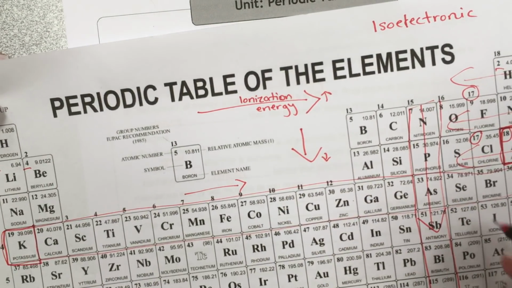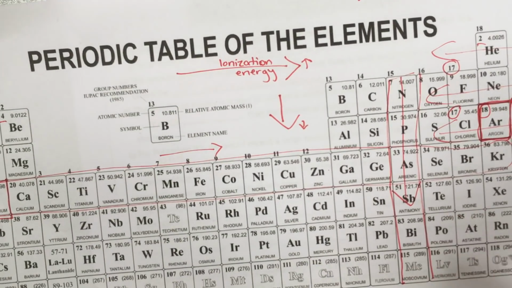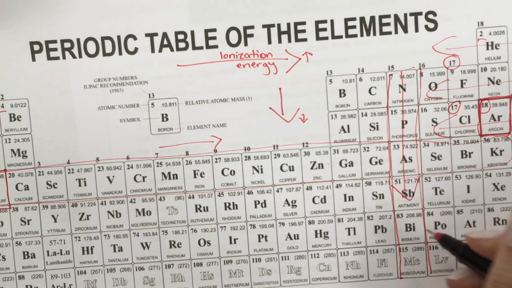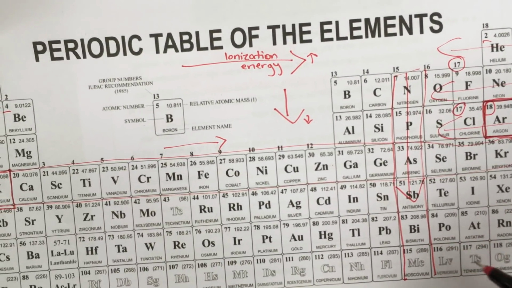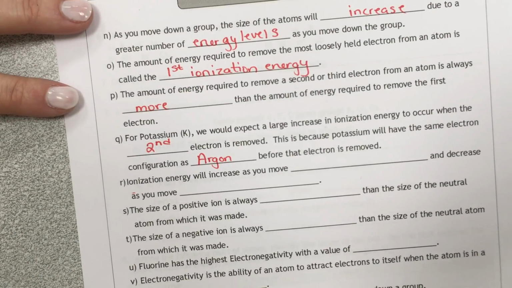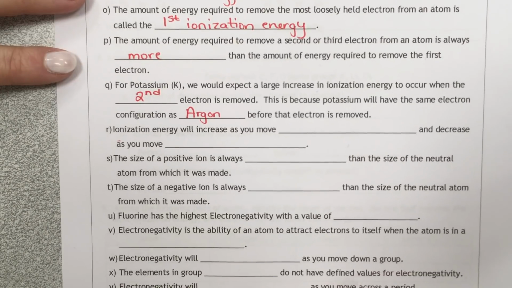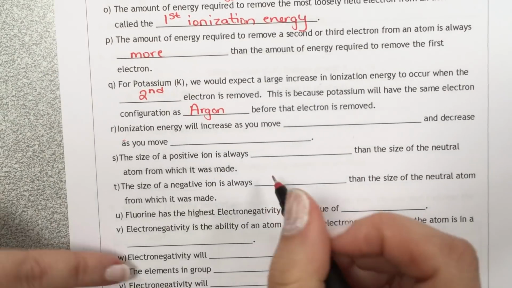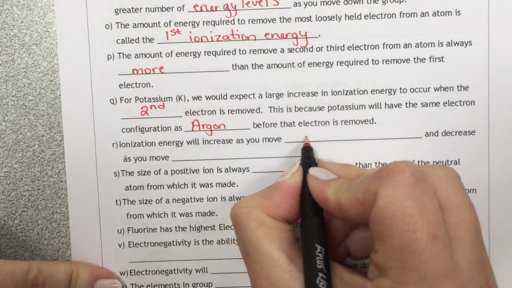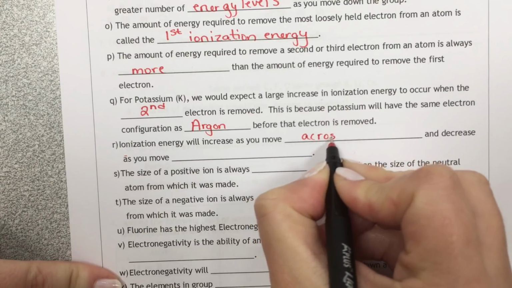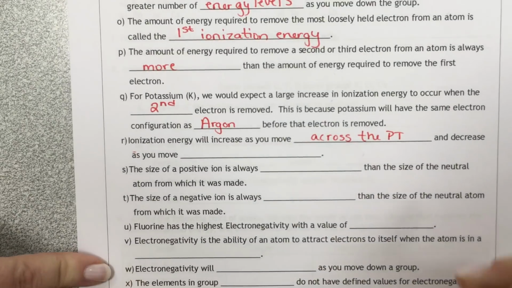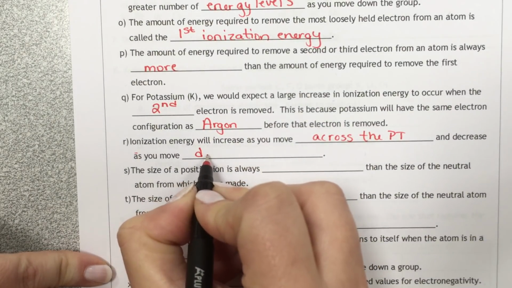It makes it easier to pull an electron off, and that's simply because of the amount of energy levels they have, making the electrons further away from the nucleus, making it easier to pull those outer electrons off. And by the time you watch this, we will probably have done a warm-up on that. Okay, so ionization energy will increase as you move across the periodic table, and decrease as you move down the periodic table.